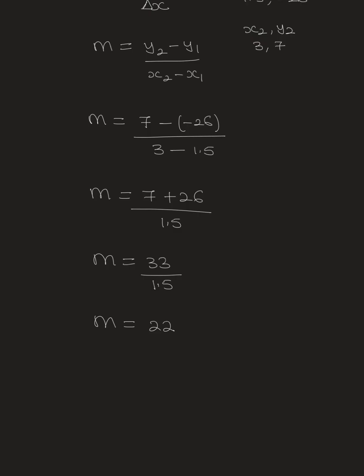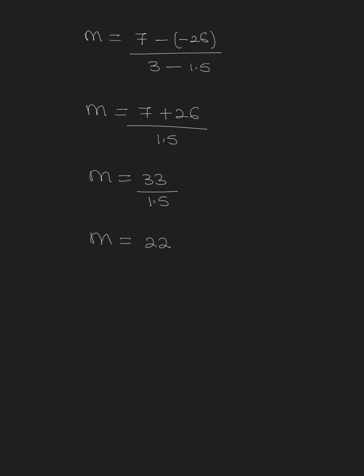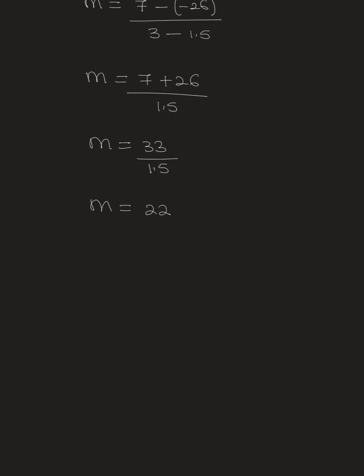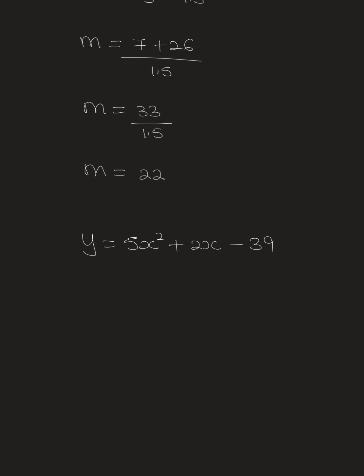If you are doing calculus, you can determine this value using differentiation. So again, we are going to use the main equation of this graph, which is y is equal to 5x squared plus 2x minus 39. So how do we do the differentiation? The rule is you take the power that you have here, multiply it by 5, and then the power will reduce by 1.